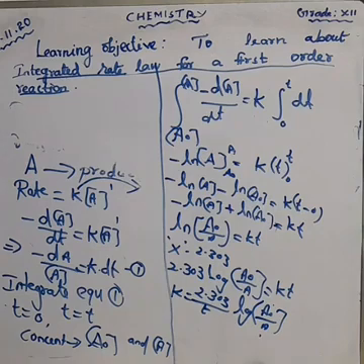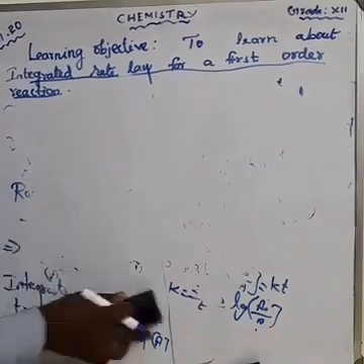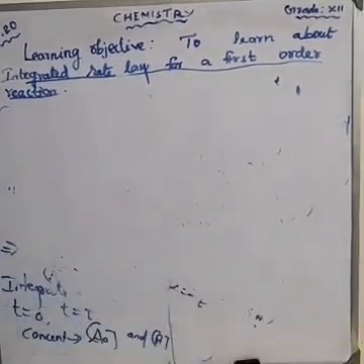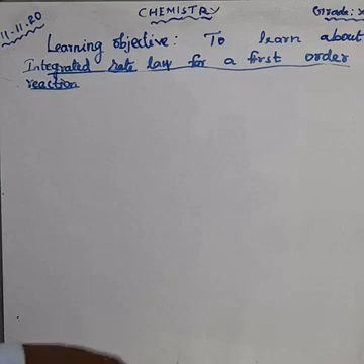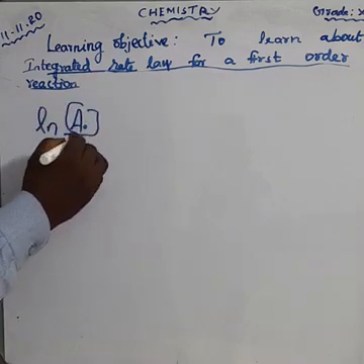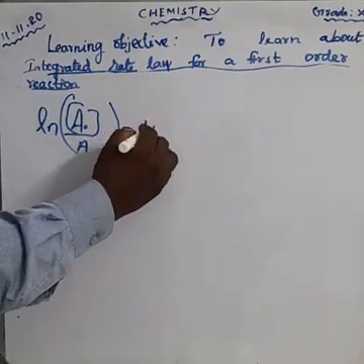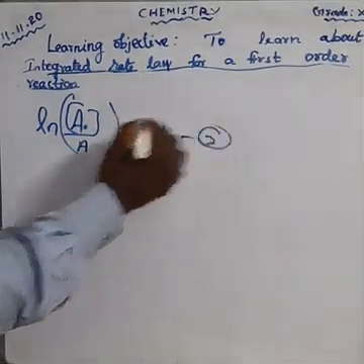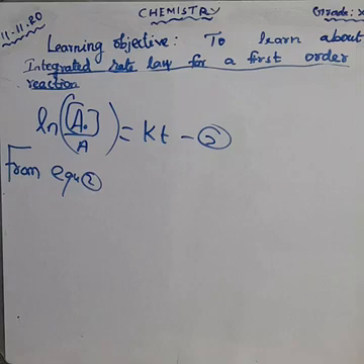Then one more point. From equation 2, ln A naught divided by A is equal to KT. From equation 2, ln A naught by A is equal to KT.